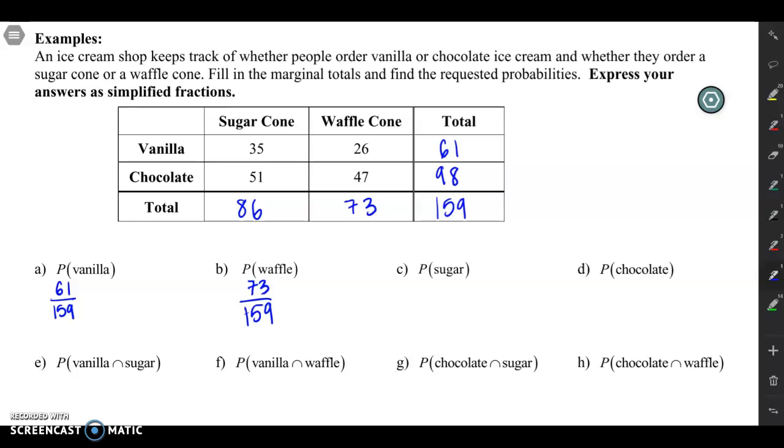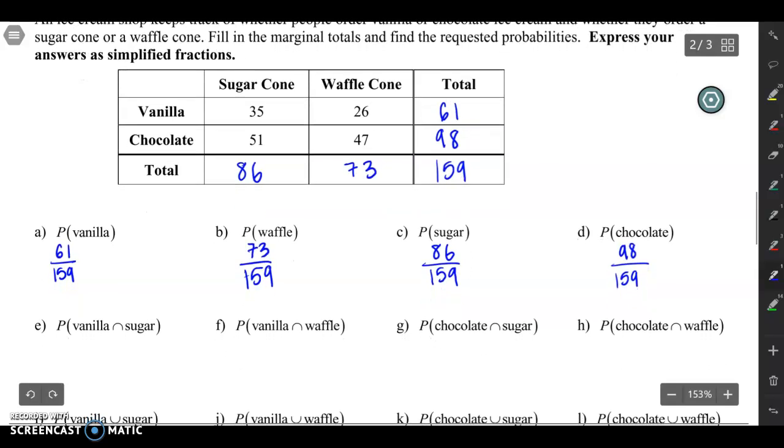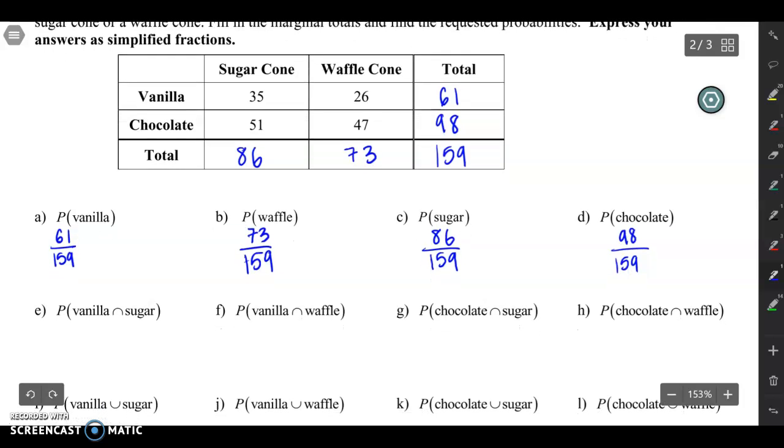So if I chose a random person who went to that ice cream shop that day, the chance of that person having ordered a waffle cone is 73 out of 159. Let's go ahead and do the sugar cones. That's 86 people that ordered sugar cones out of 159 orders. And then 98 people that ordered chocolate ice cream out of the 159 people that placed an order.